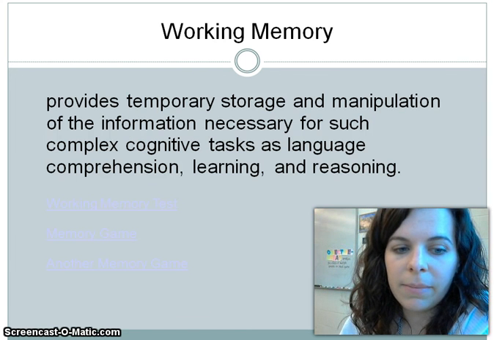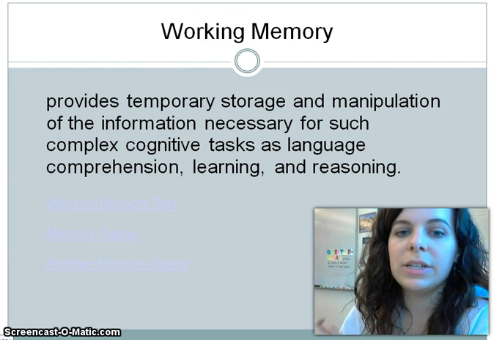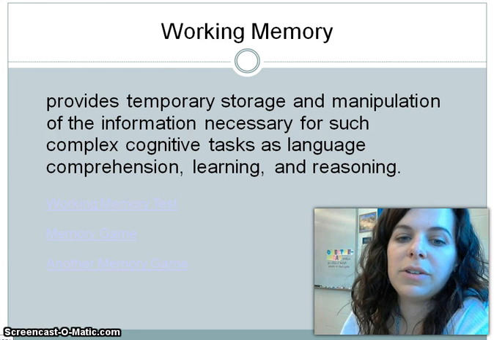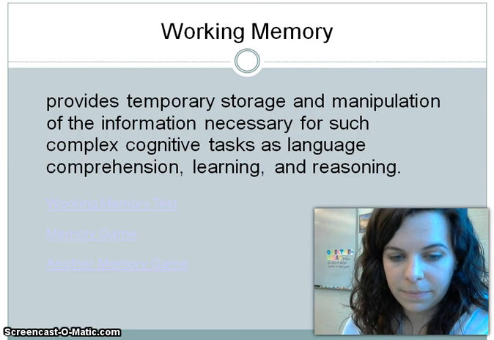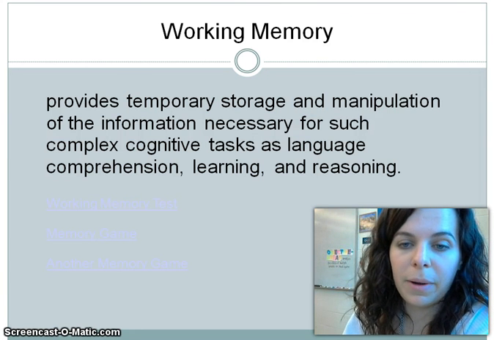And then finally, working memory provides temporary storage and manipulation of the information necessary for cognitive tasks like language, comprehension, learning, and reasoning. So those are your notes for Part B of the nervous system.